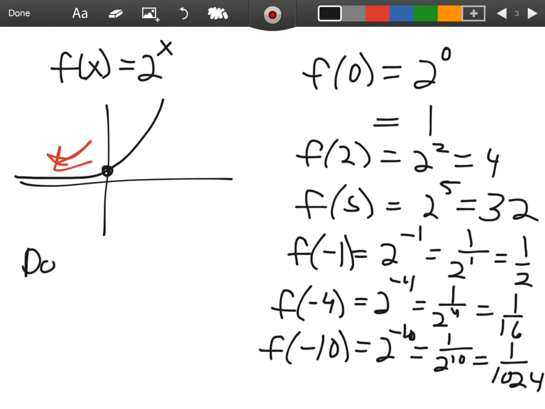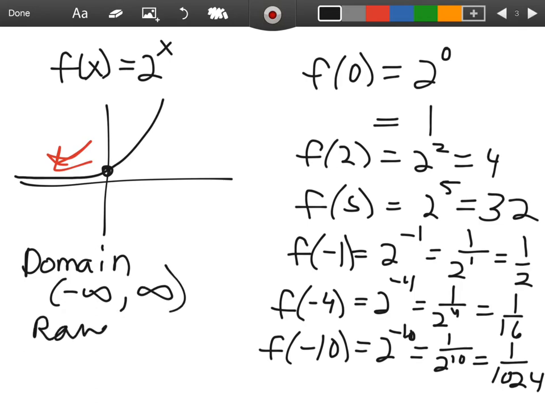So we can say that the domain is going to be from negative infinity to positive infinity, but the range does have a specific range. It's from 0 to infinity, and I put a parenthesis on 0 because it can never equal 0. We don't want to put a bracket there. It's going to limit out at 0. Okay?